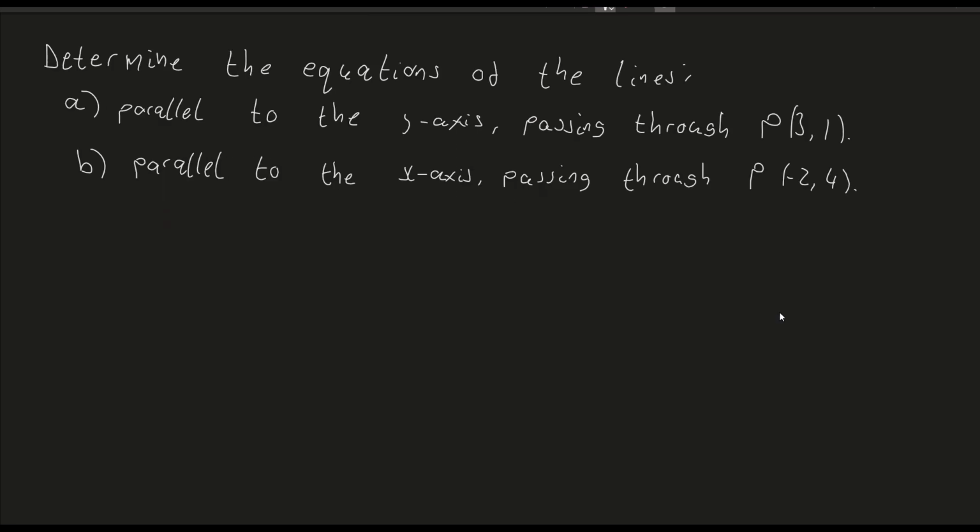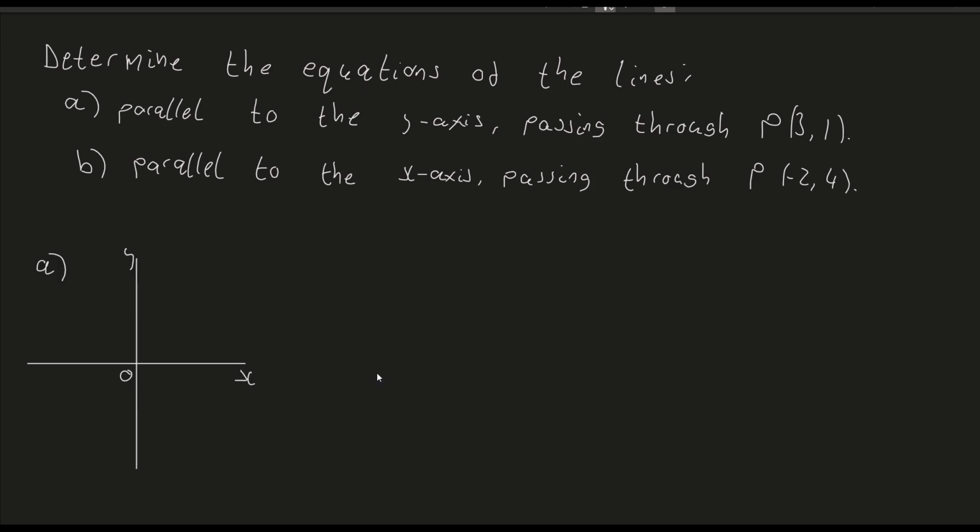So here we have a couple of questions. We're being asked to determine the equation of the line A, parallel to the y-axis passing through the point P(3, 1). And then in the second question, we're being asked to find the equation of the line parallel to the x-axis passing through the point P(-2, 4).